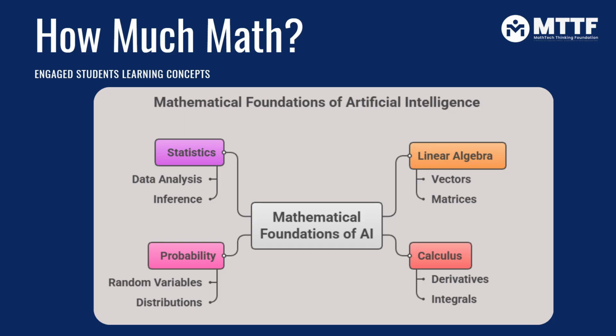Statistics help you analyze data, draw inferences, and evaluate model performance. Linear algebra allows you to work with vectors and matrices, the building blocks of neural networks. Calculus teaches machines how to learn through derivatives and, where needed, integrals. Probability helps models handle randomness, uncertainty, and data distribution. The focus is not on complex proofs but on understanding how these tools work together in practice. With consistent engagement and concept-based learning, mathematics becomes an enabler, not a barrier.